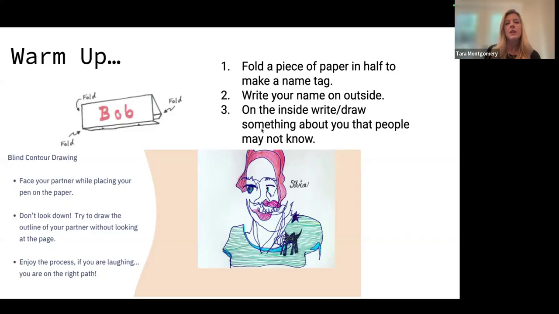And then this one is really fun, the blind contour drawing. So you would just have your students get with a partner, and they can't look down at their paper, but they're going to try to draw the outline of their partner's face without looking. And it's just a really fun process that the students really enjoy, and even adults.